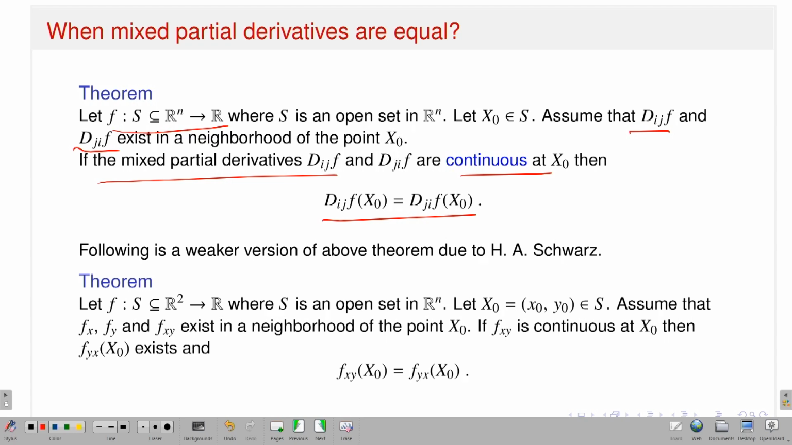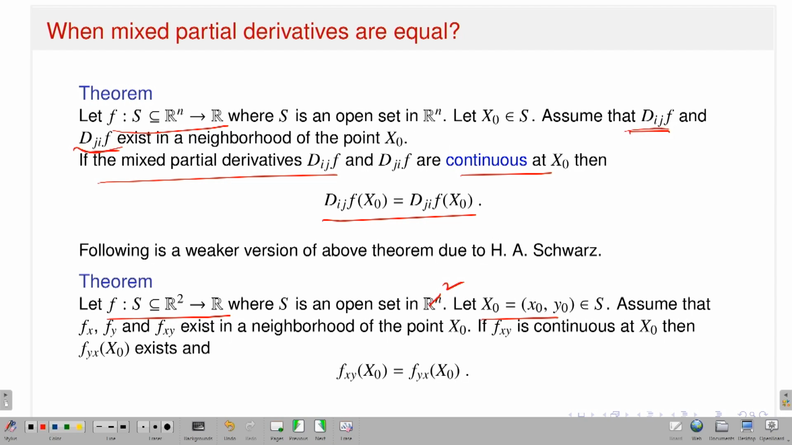And there is a lighter version, that means I do not need such a strong assumption to talk about the equality of mixed partial derivatives. You can relax a little bit. What do I mean by that? There is a typo here. Remember last class I said, if I have a function f from S, an open subset of R2, to R, again I am just restricting to n equal to 2, and consider the point x naught in S.